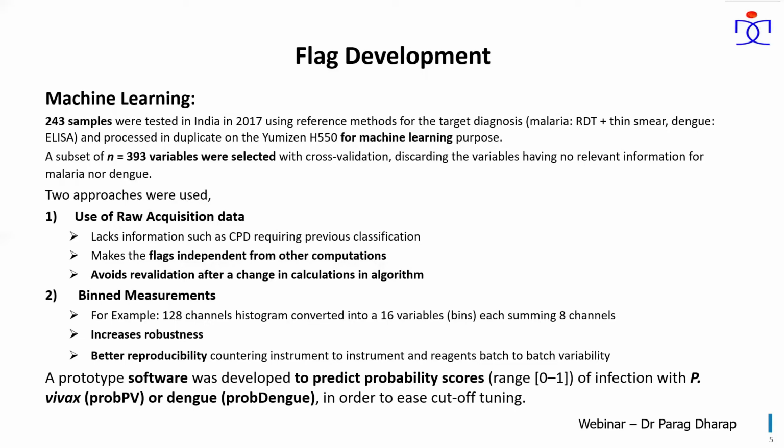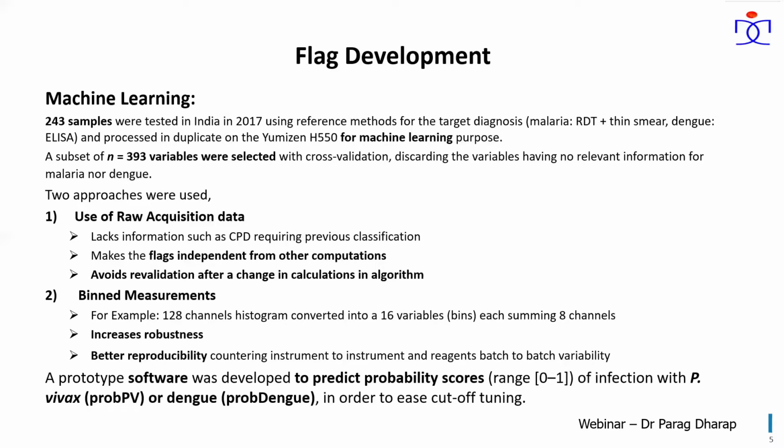This data was further binned. For example, in a histogram, the data is displayed in 128 channels. If every 8 channels represent a single bin, this entire data can be binned into 16 different bins. It increases the robustness as well as it has better reproducibility, which counters instrument to instrument variation as well as reagent batch to batch variability.